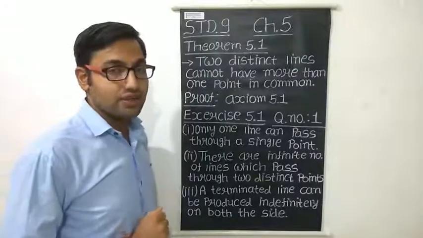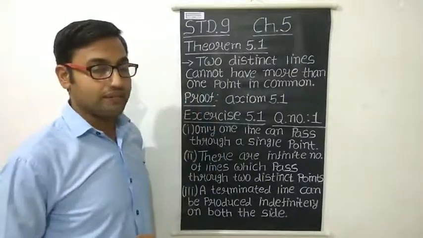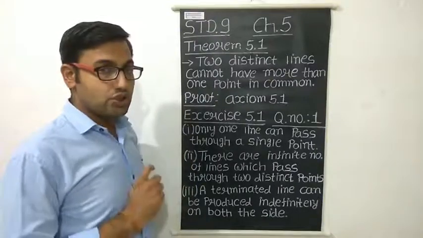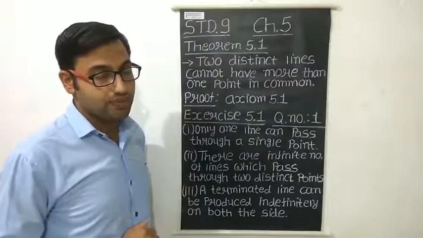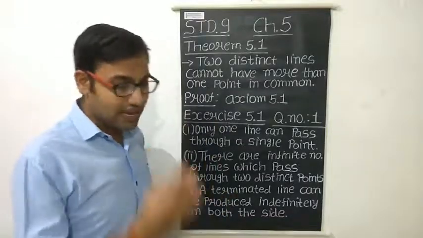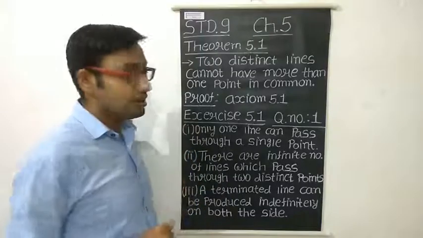Hello students, today we will study Theorem 5.1. This is the topic of Standard 9, chapter number 5, Introduction to Euclid's Geometry. So till now we have studied Euclid's definitions, axioms and postulates. Now we have to study the theorem.